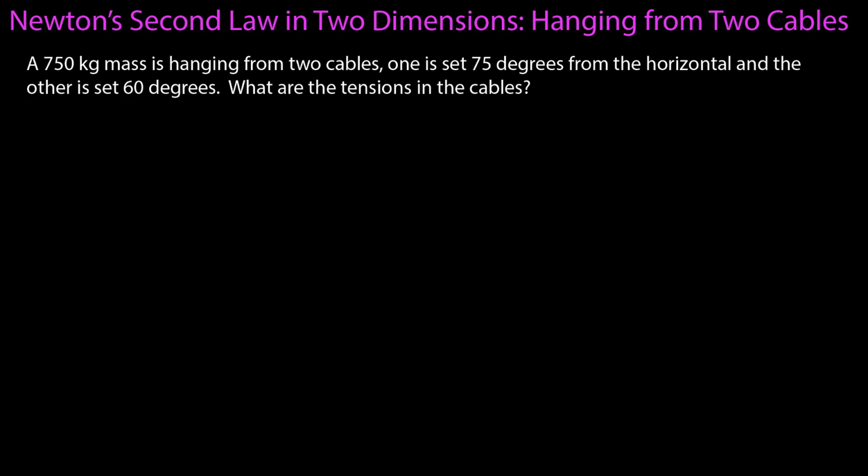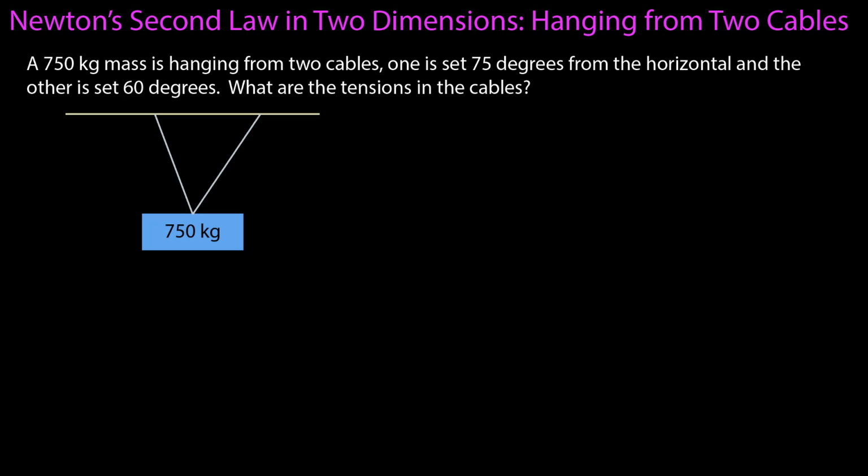In this video, we want to do an example of Newton's second law in two dimensions. I have a mass, 750 kilograms, and it is hanging from two cables. One is set 75 degrees from the horizontal, and the other is 60 degrees. What are the tensions in the cables?